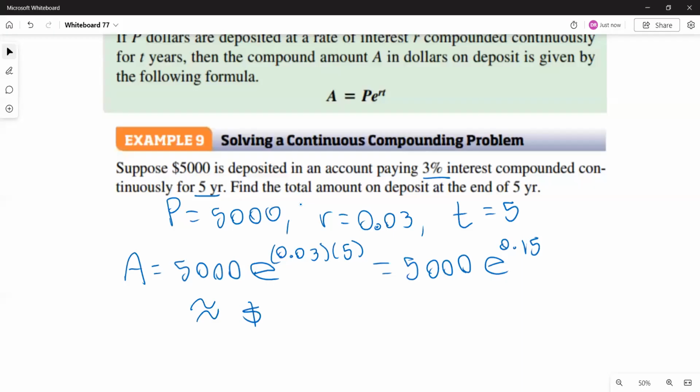So this is $5,809 with 17 cents. Okay, so this is it.